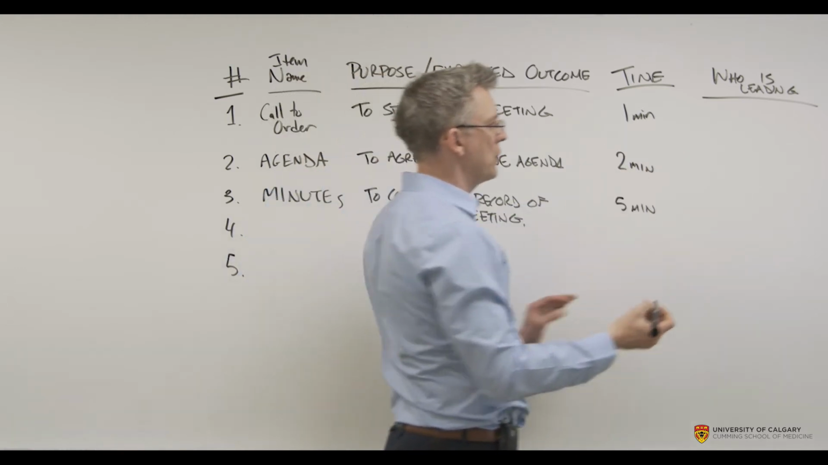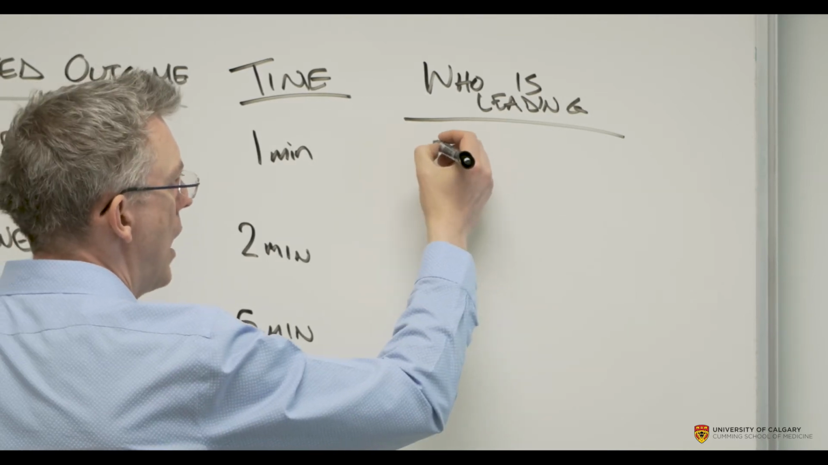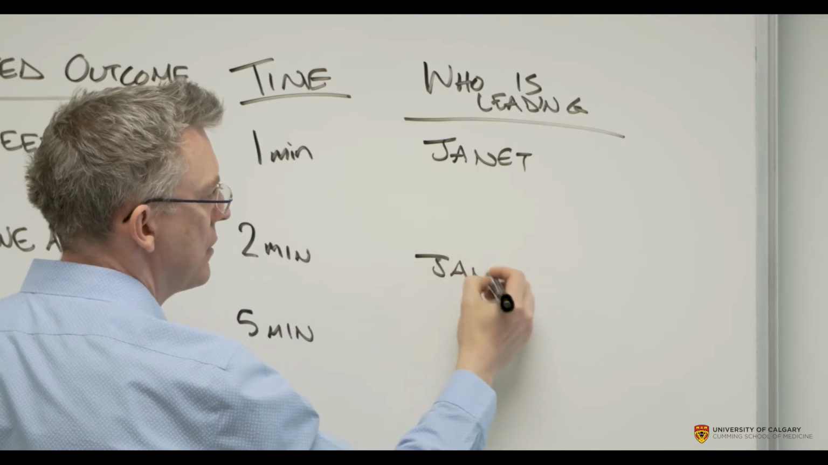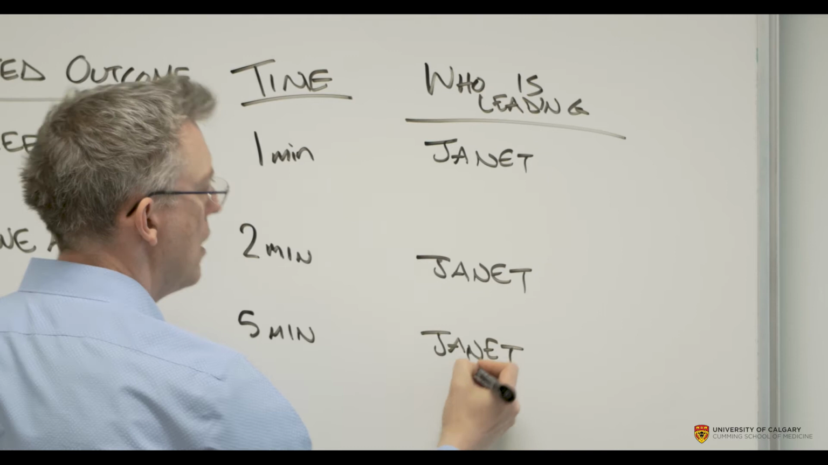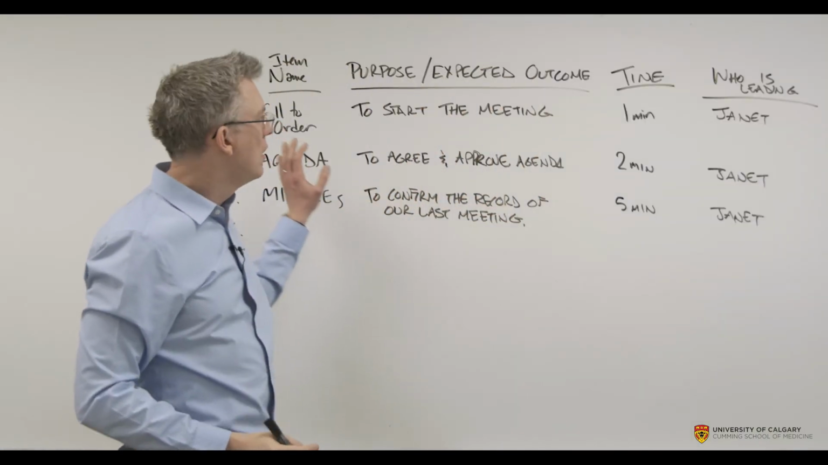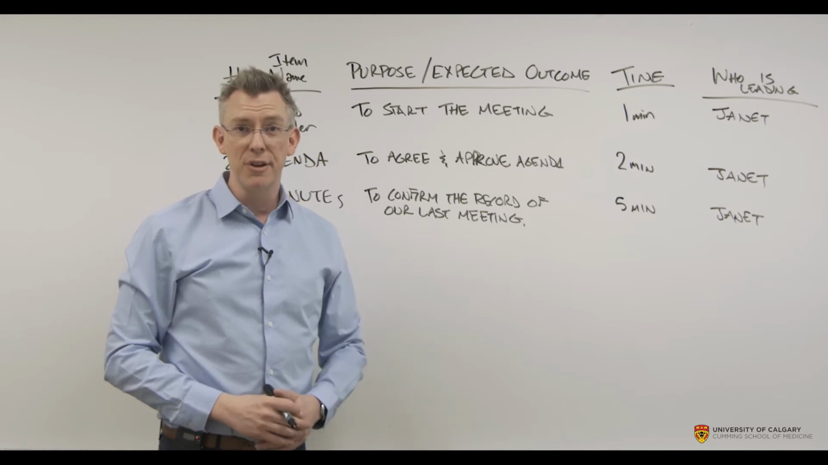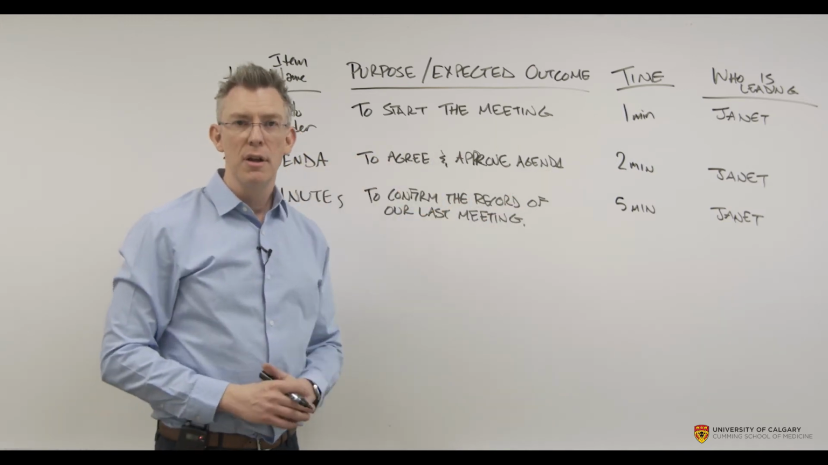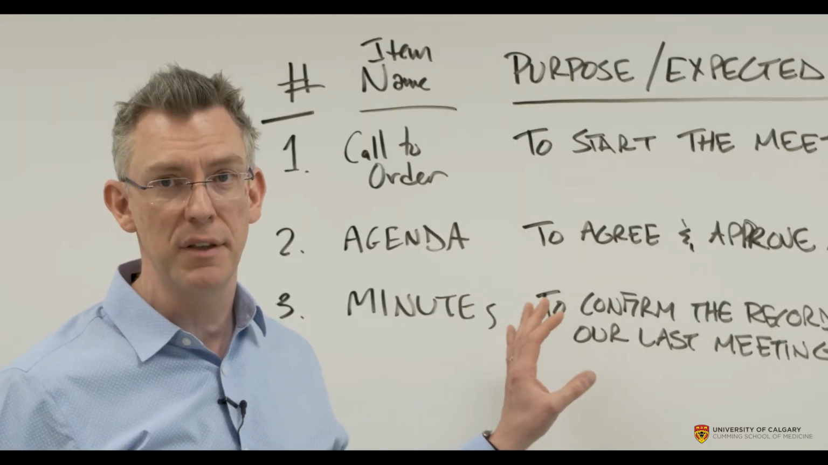So usually these first 3 would be the chair. Let's say Janet is the chair. So then Janet's name is there, Janet's name is here again, and Janet's name is here again. This is a neat way I learned from a great manager in Alberta Health Services. I learned how to structure agendas like this. So we've applied it so far to the standard things.